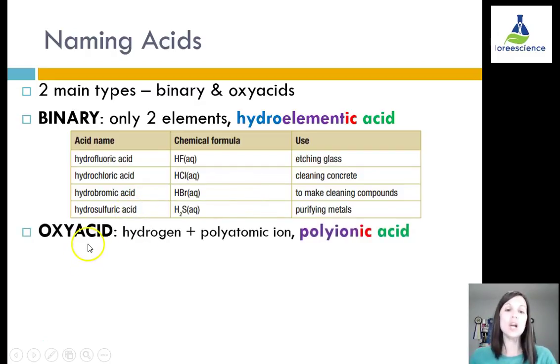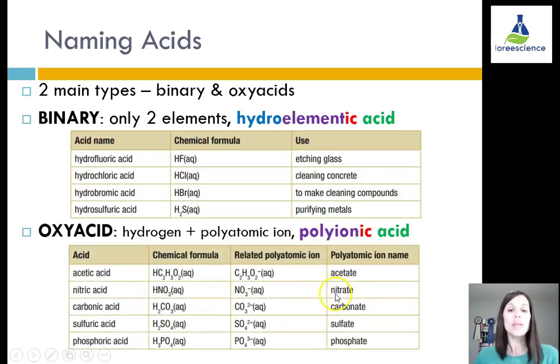Now, when we have oxyacids, it is hydrogen plus a polyatomic ion. So any of those polyatomics that have oxygen in them, like phosphate or carbonate, we would have the name of the polyatomic ion, changing the ending to ic, and adding the word acid. So for example, if we had the nitrate ion and we add some hydrogen in front of it, we would call it nitric acid. Carbonate combined with hydrogen would be called carbonic acid. Acetate would become acetic acid. You can see the pattern.